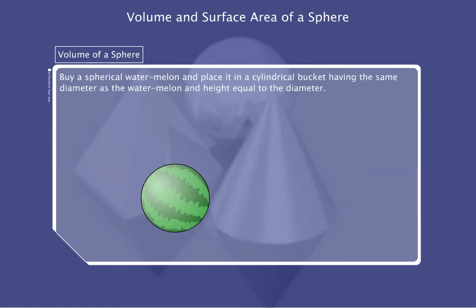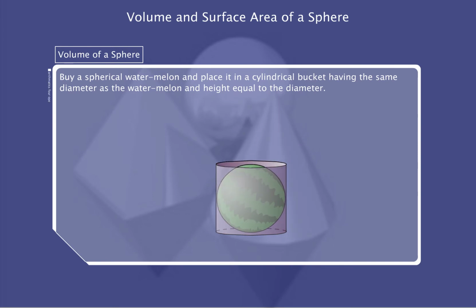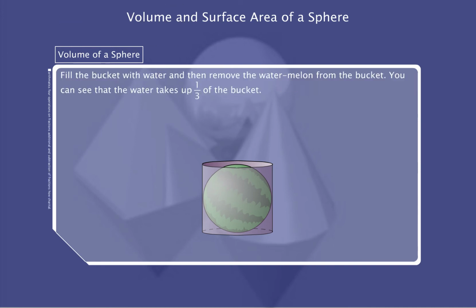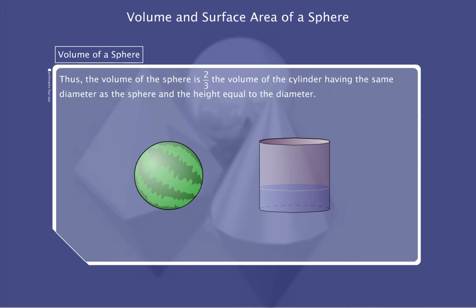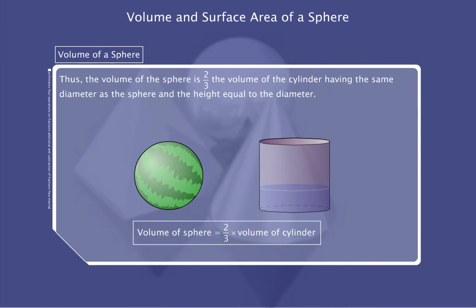Buy a spherical watermelon and place it in a cylindrical bucket having the same diameter as the watermelon and the height equal to the diameter. Fill the bucket with water and then remove the watermelon from the bucket. You can see that the water takes up 1/3 of the bucket. Thus, the volume of the sphere is 2/3 the volume of the cylinder, having the same diameter as the sphere and the height equal to the diameter.